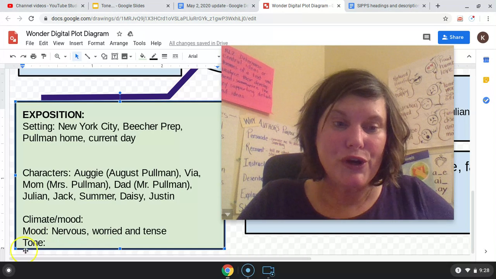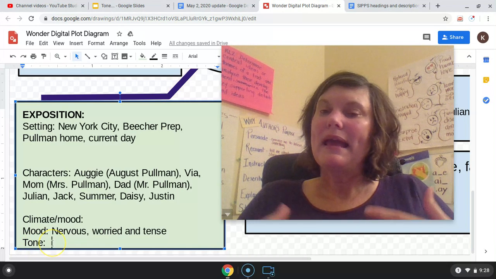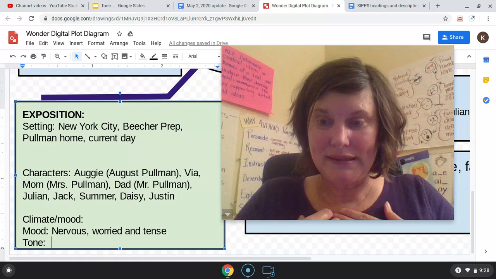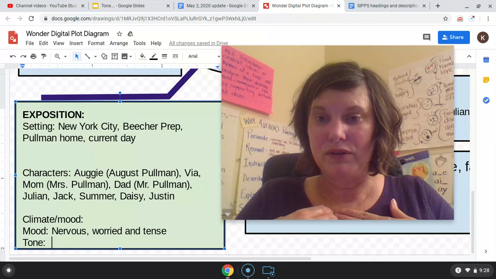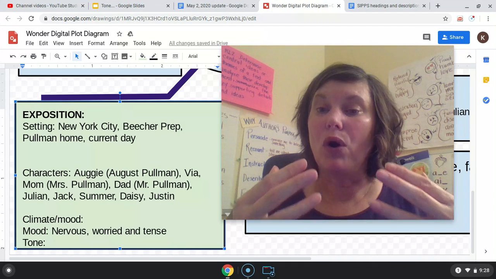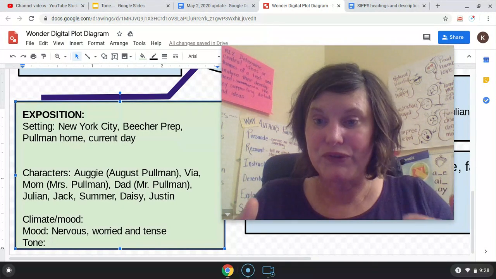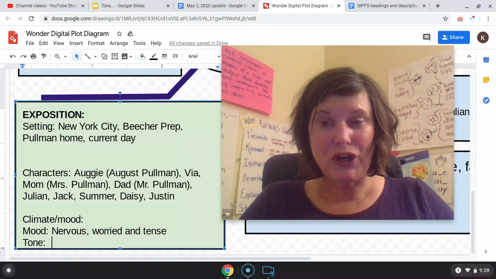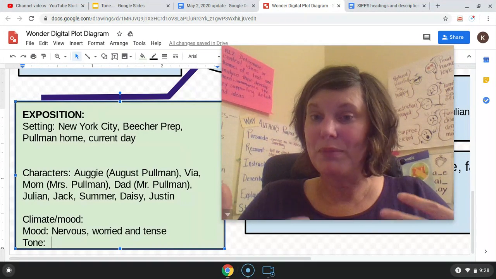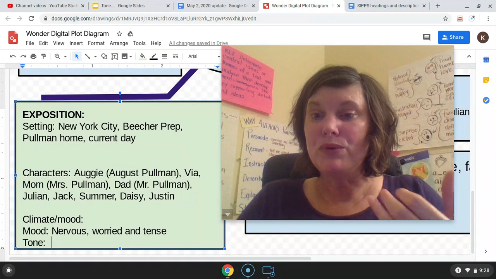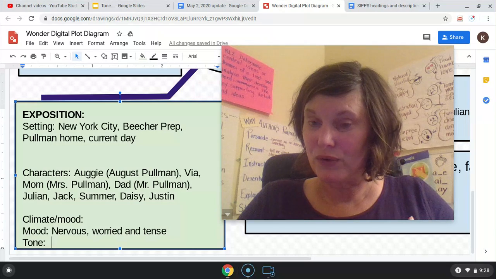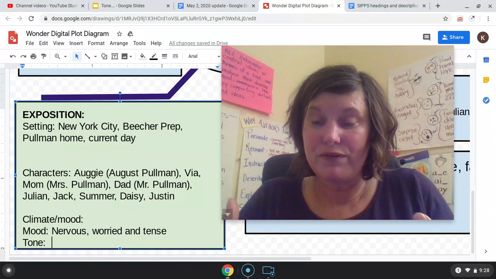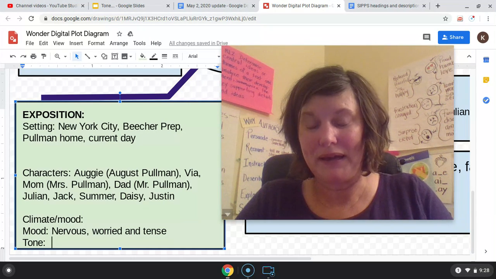Now, the tone is also a feeling, but it's not how we, as the reader of the novel, are feeling. It's how the author feels about what's happening in the story. So mood and tone are both about how people are feeling, but mood is how the person reading the story feels, where tone is how the author feels about the topic.